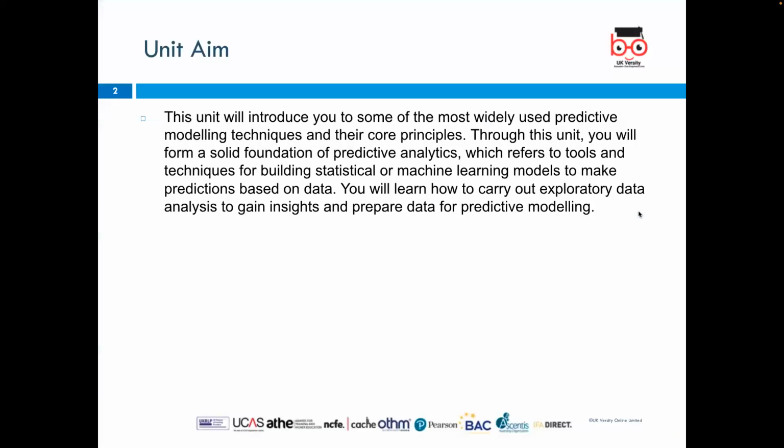The unit aim. So this unit will introduce you to some of the most widely used predictive modeling techniques and their core principles. Throughout this unit, you will form a solid foundation of predictive analytics, which refers to tools and techniques for building statistical or machine learning models to make predictions based on data. You will learn how to carry out exploratory data analysis to gain insight and prepare data for predictive modeling.